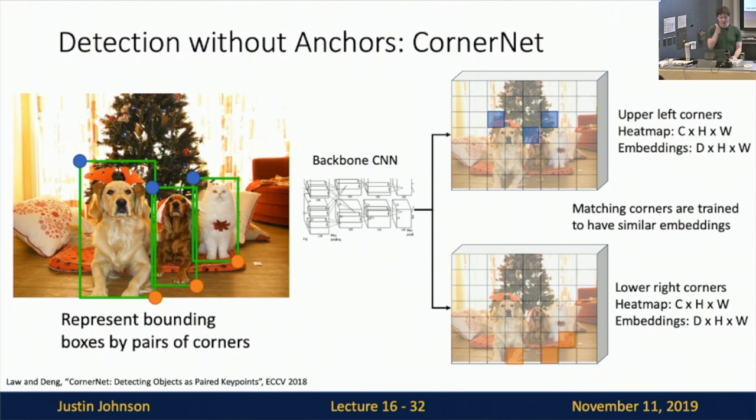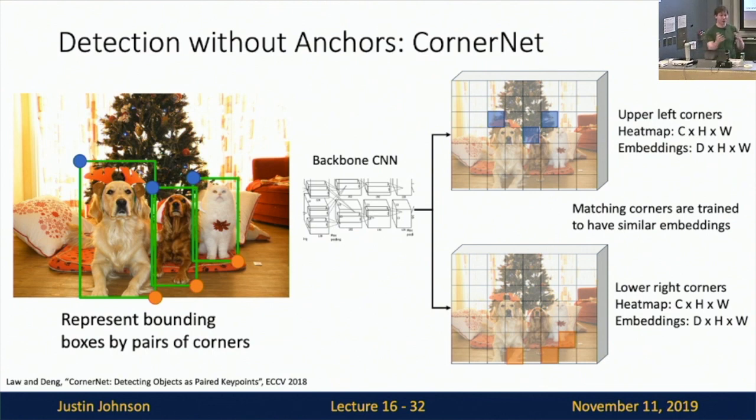Similarly, we have a second branch that predicts for each position in space, for each category we want to detect, what is the probability that this position in space is the lower right-hand corner of some bounding box. And this you can also train with a cross-entropy loss. And now you can imagine training this thing, right?